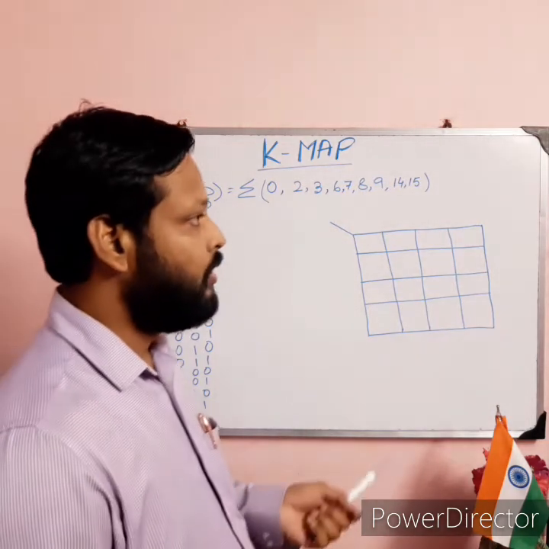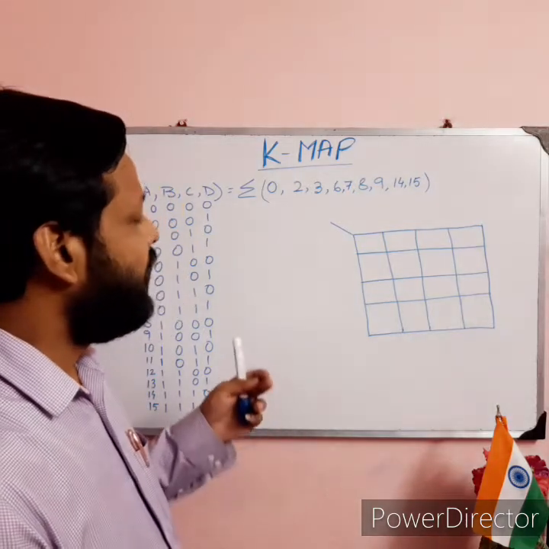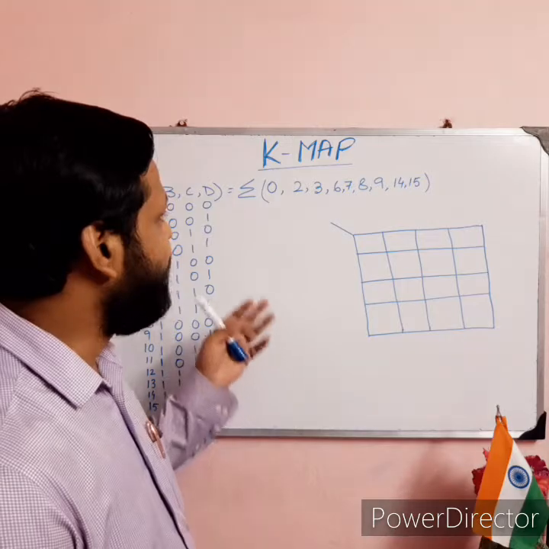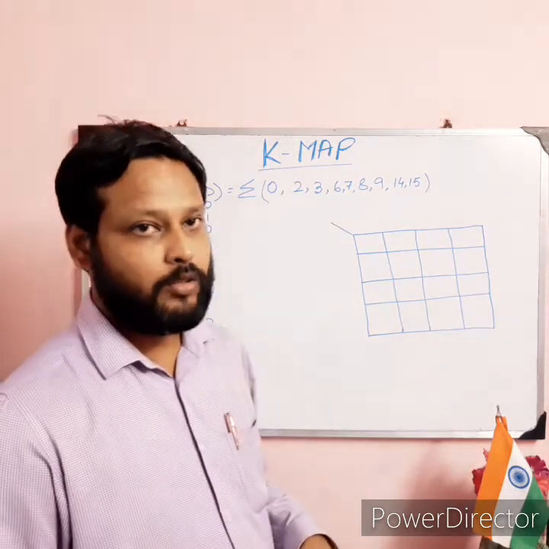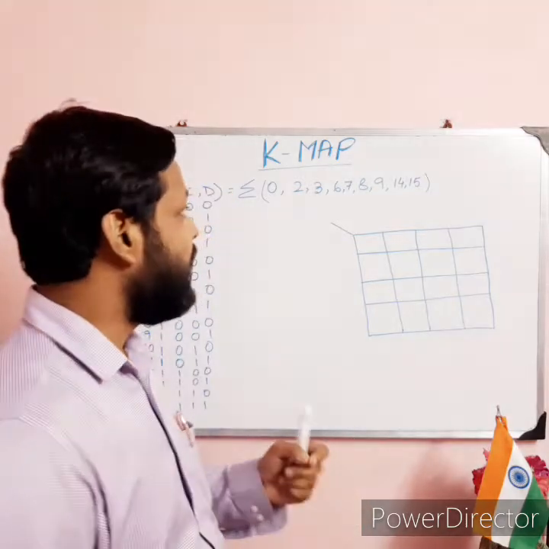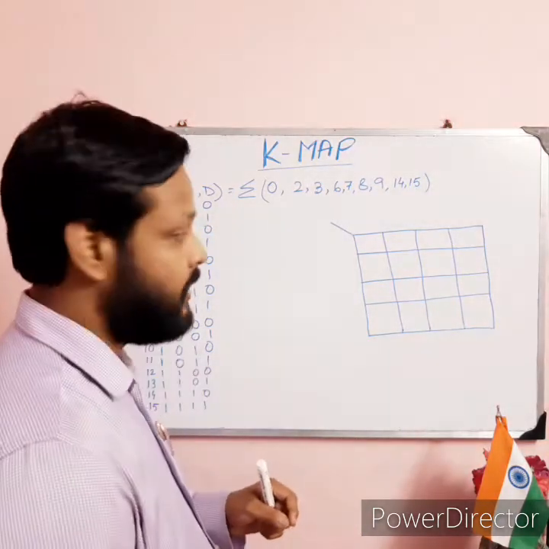Part 2, question number 4, A and B. Each question carries 5 marks. One belongs to SOP and another one belongs to POS. As we know, in Boolean algebra, two types of expressions are there, SOP and POS.